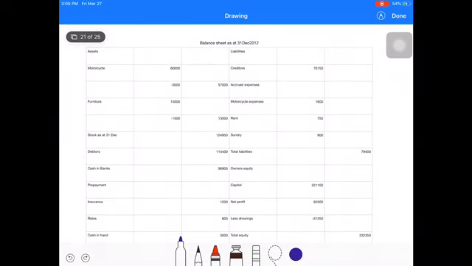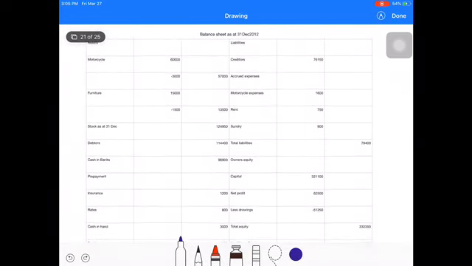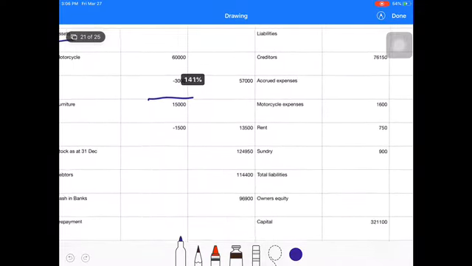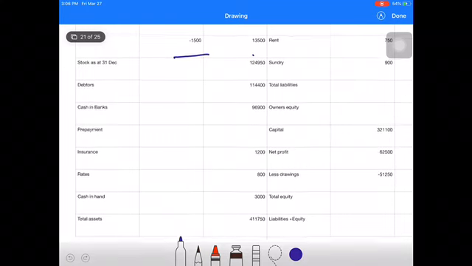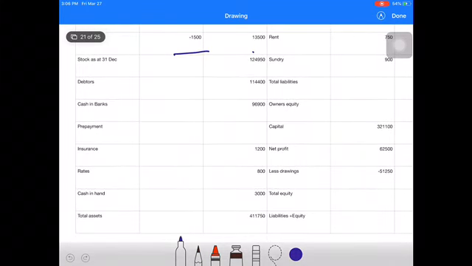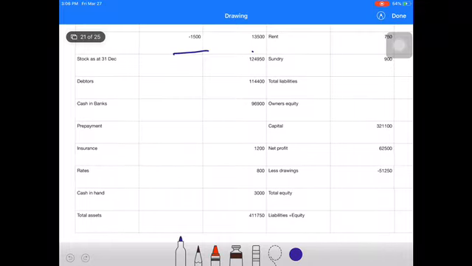You can see all the assets on one side. These are with relevant deduction of depreciation, right? These are assets. Then total assets added up as 411,750.